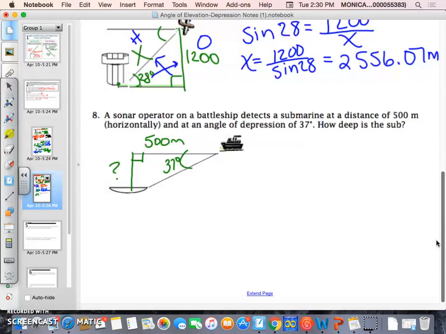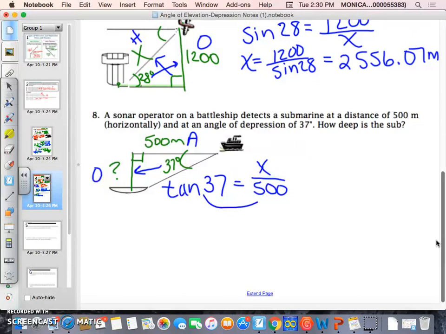So this is going to be the right angle. I don't know the hypotenuse. But what I do know is that this side is opposite and this side is adjacent. So I'm going to be looking at the tangent of 37 is x over 500. So this is just a simple multiplication problem. I'm going to multiply these two numbers together, and I get x equals 376.8.